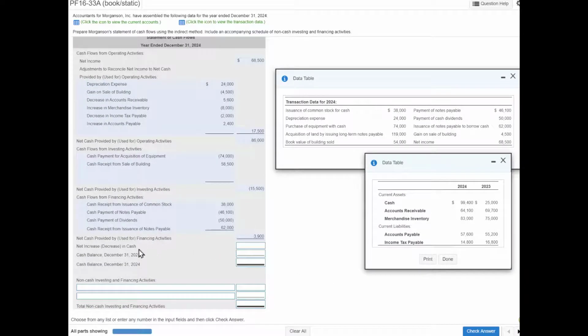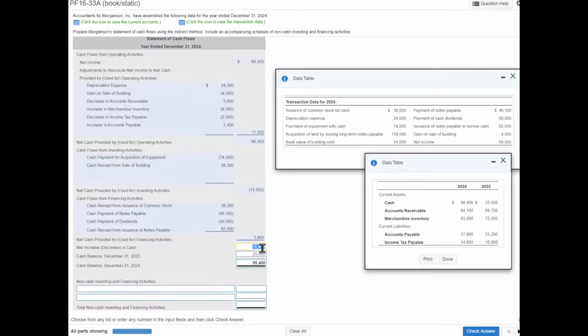We're almost done. Net increase or decrease in cash. There's two ways to figure it out. Here's the old number. Here's the new number. What's the difference? It takes 99,400 minus 25,000, and we get a net increase of cash of 74,400. Then we've got last year's cash balance. We just double click that, copy and paste. This year's cash balance. One thing you should do is double check this number: you're going to sum these numbers. 86,000 minus 15,500 plus 3,900 should give you 74,400.